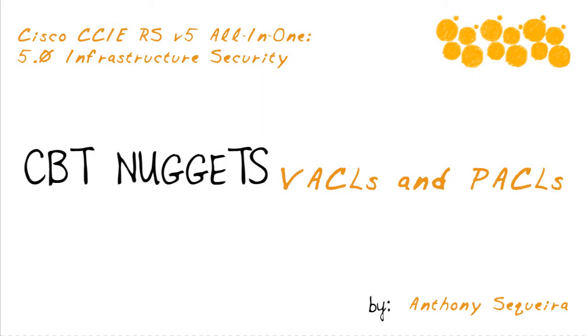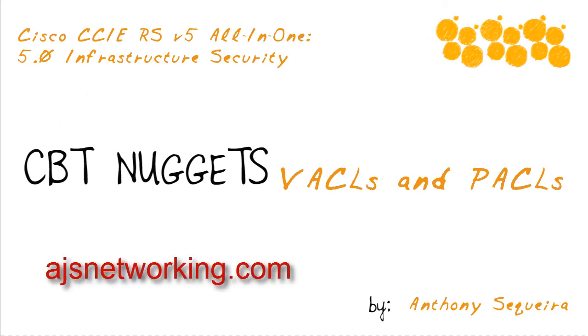So in this important nugget, we took a look at the ways in which we can manipulate data plane traffic on our multi-layer Catalyst switches. I did create a post for you summarizing these many options, and that is available at ajsnetworking.com. If you were to search on PACL, for example, you would have your document.